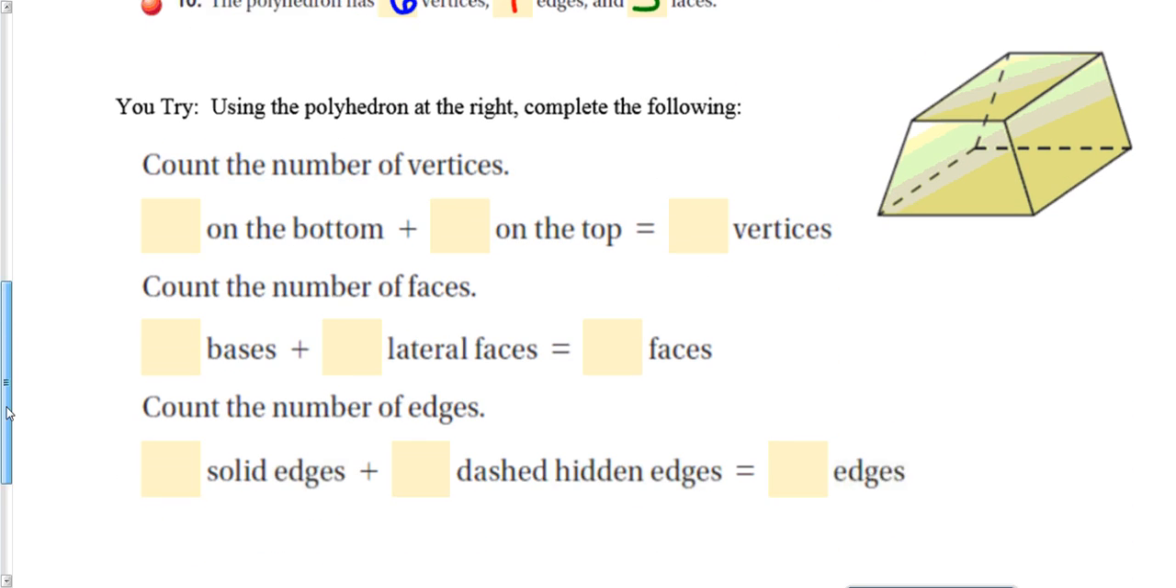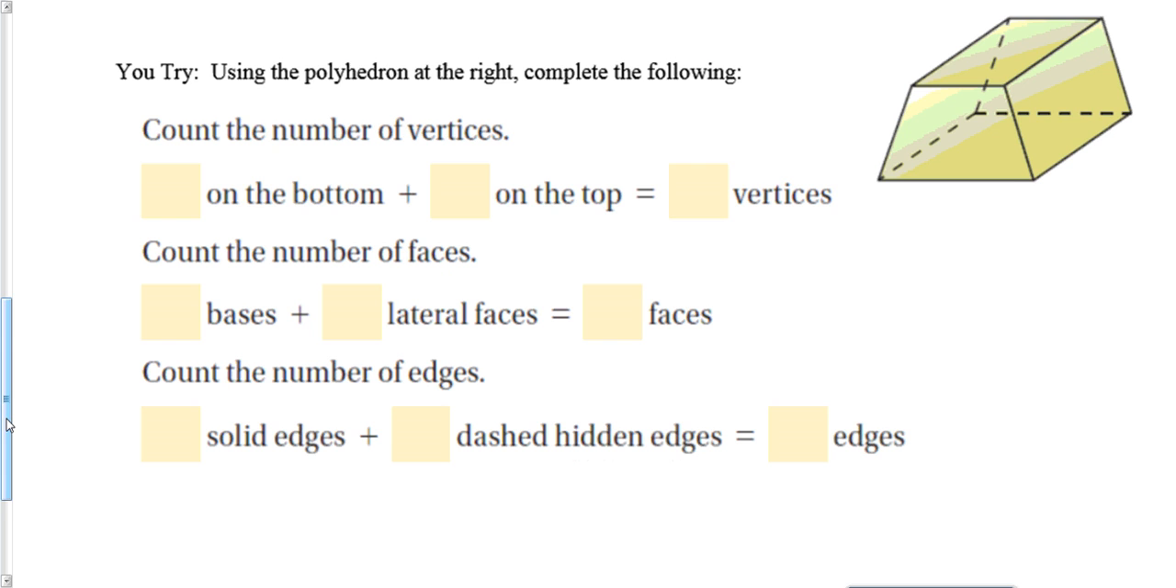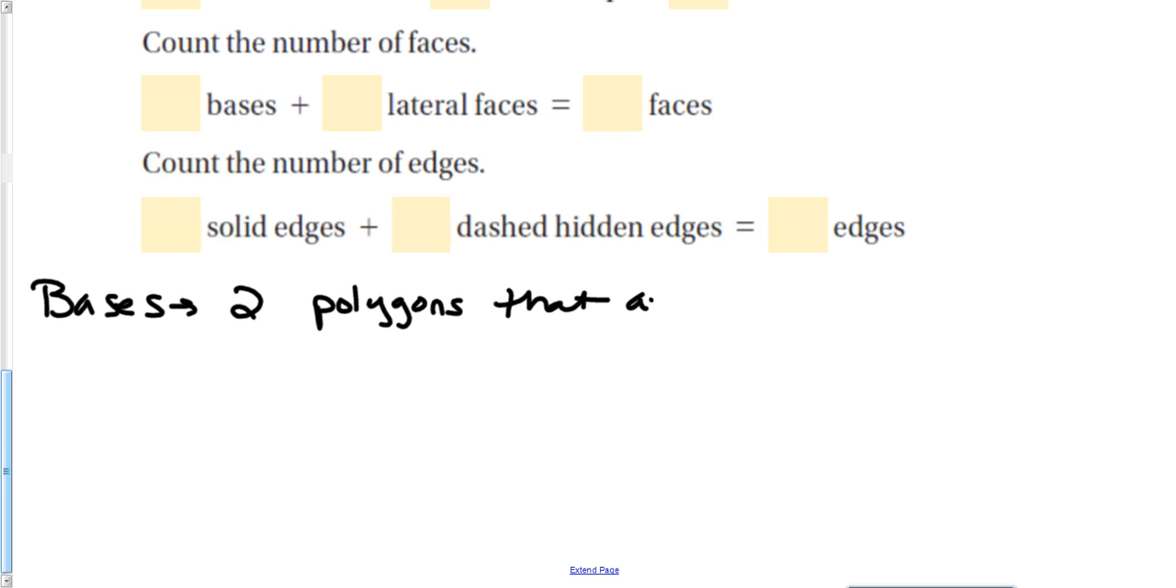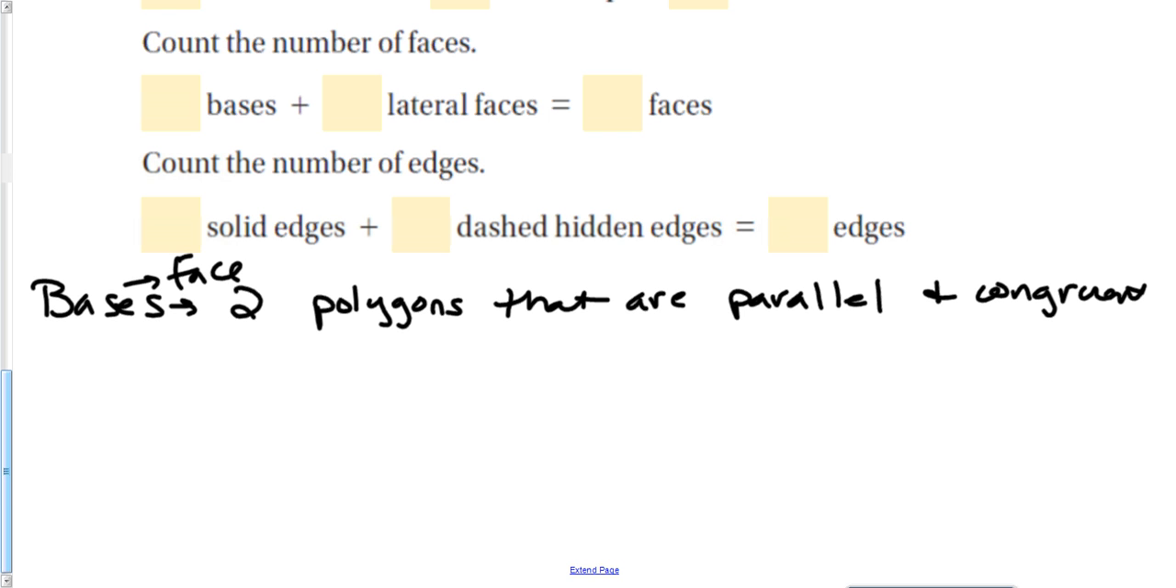Now, the next one is a Try-It, but before we talk about the Try-It, I'm going to give you some definitions that you can write down at the bottom here. First of all, the base. So the bases are 2 polygons that are parallel and congruent. And a base is a face. Okay, so a base is a face of a polyhedron.